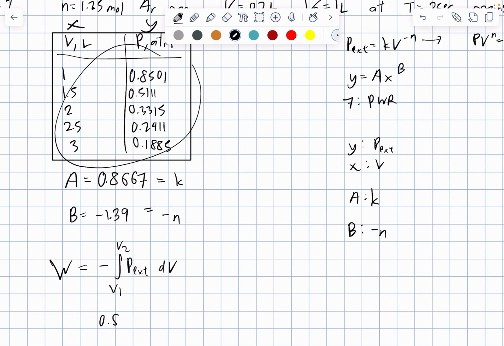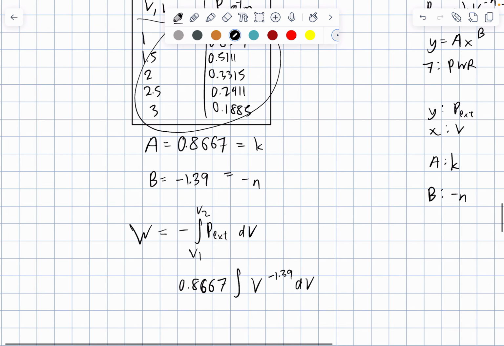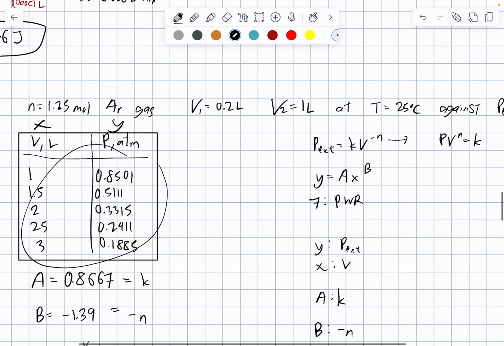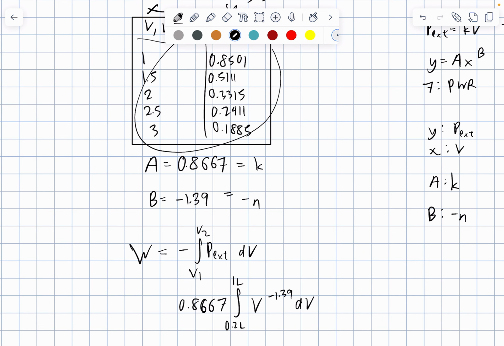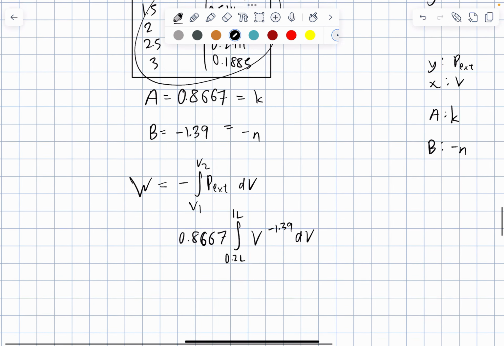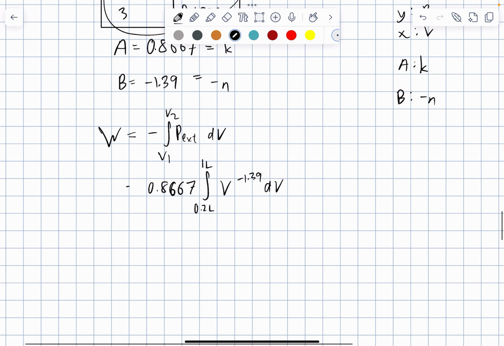K, 0.8667, integral of V raised to negative 1.39 dV, from V1 is 0.2 liter, V2 is 1 liter. Okay, so that's it. We expect the answer to be in liter atmosphere, no? So we apply a conversion factor again.